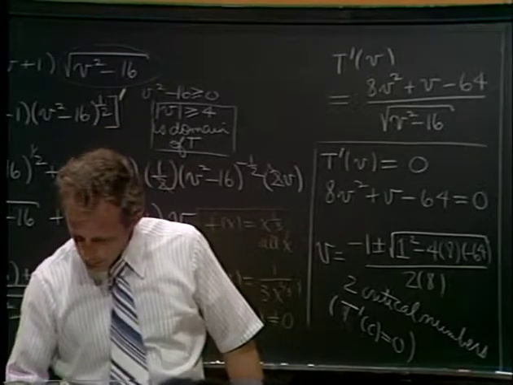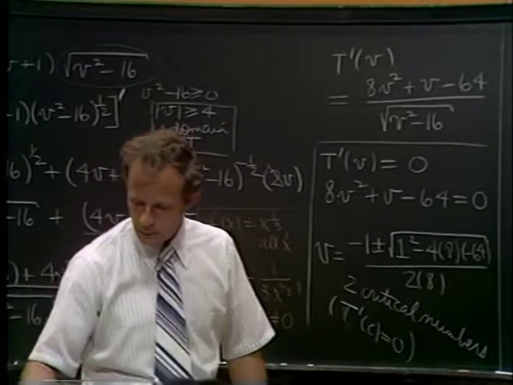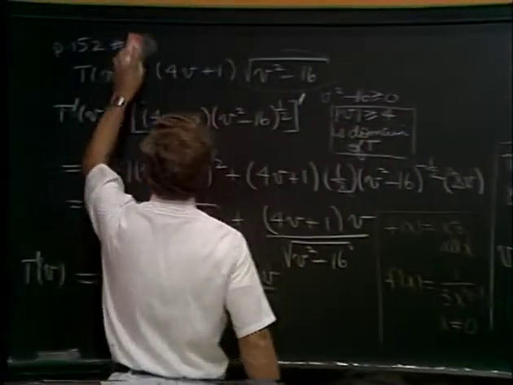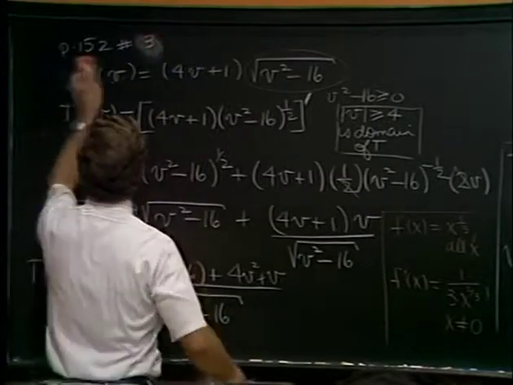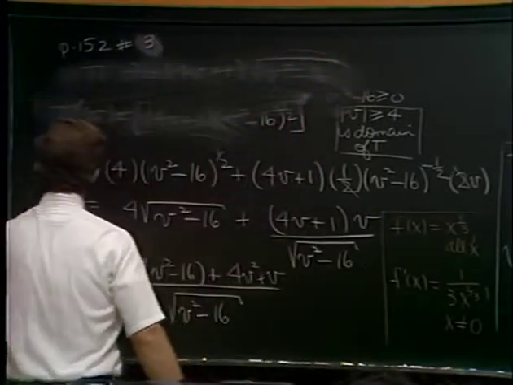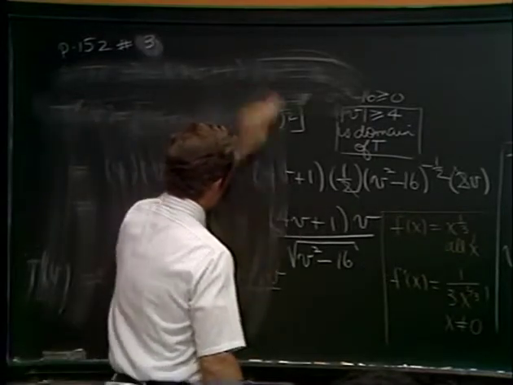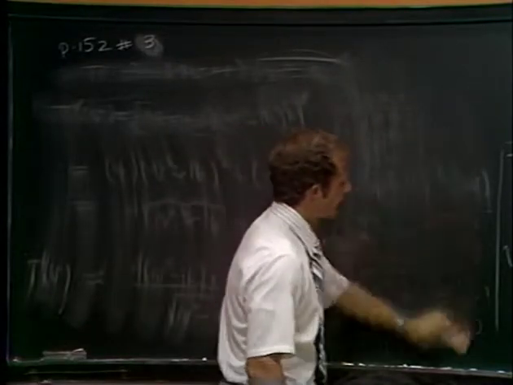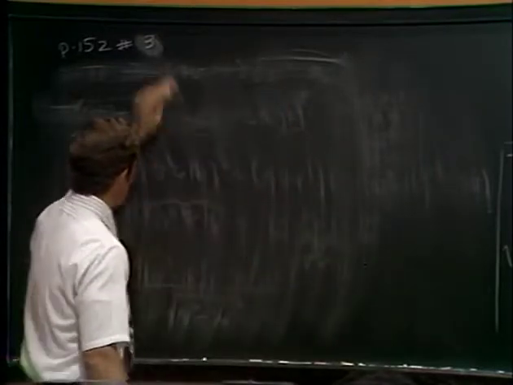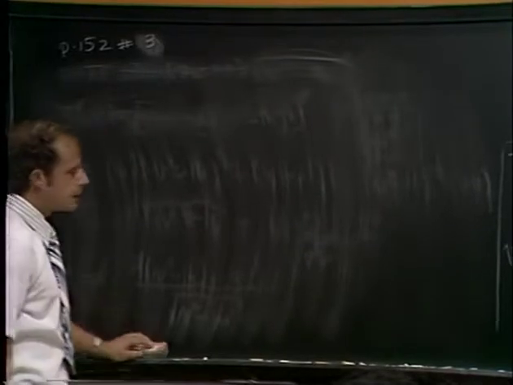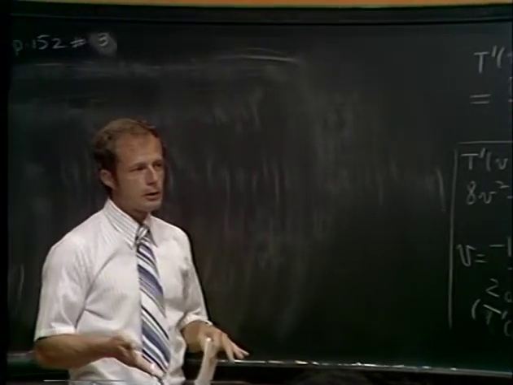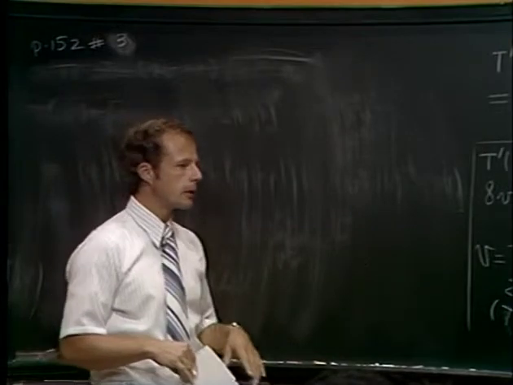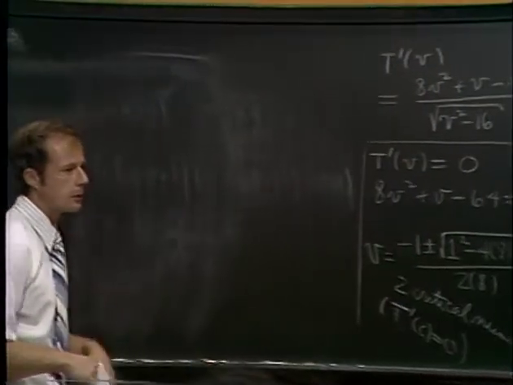Number 3 says find the absolute maximum and minimum of f on the indicated closed interval. Well, where do absolute maxima and minima occur? Start out with that question. When the first derivative is equal to zero. Okay. Maxima and minima tend to occur on closed intervals for continuous functions either at the endpoints, or where the first derivative is zero, or where the first derivative doesn't exist. That's what these kinds of questions are about.